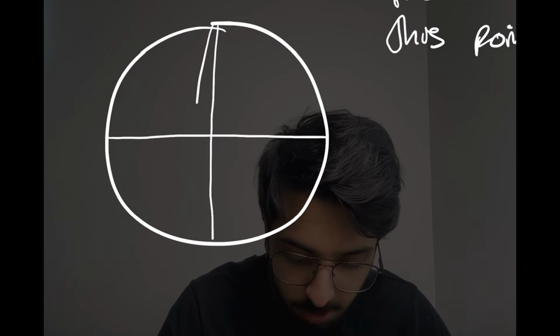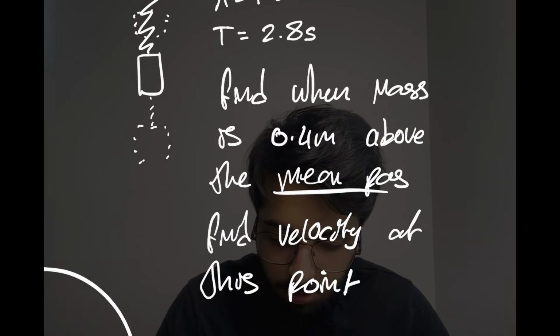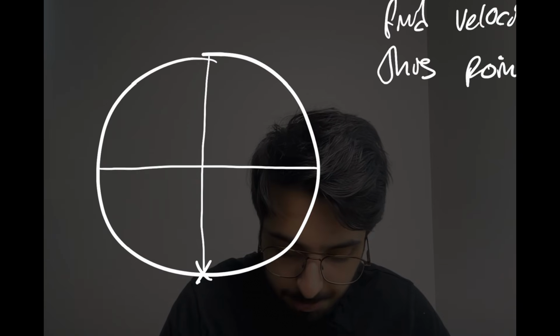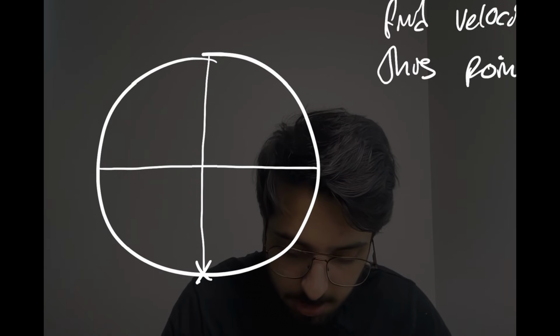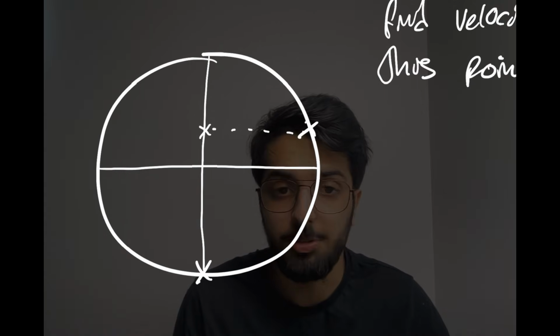So we are along this line, and at max displacement, we are at the bottom right here. Okay. And we want to see the time taken to go 0.4 meters above the mean. So this is the mean position. So 0.4 meters above it will be like right here. And then if we trace that over here, that is where we are on the reference circle.